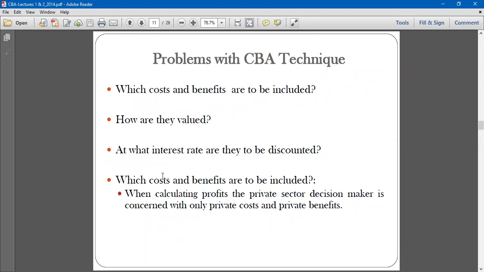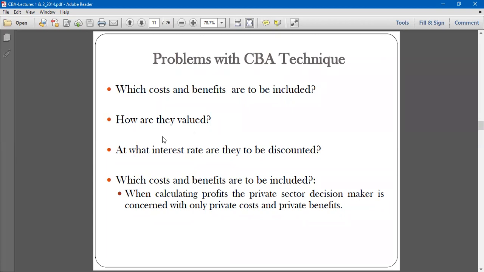The major issue is which costs and which benefits are we going to measure? You are talking about a project. It will be having a lot of costs and then a lot of benefits. Which ones should we measure? And even if we find the ones that we want to add, how do we value them? How do we quantify them? How do we put monetary value on them? That one too is another issue.